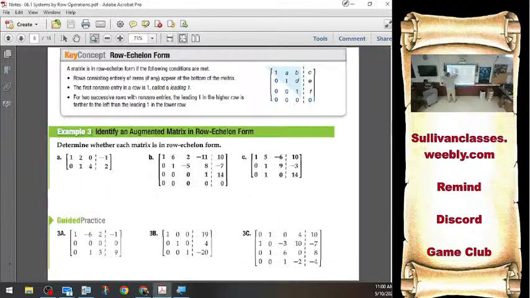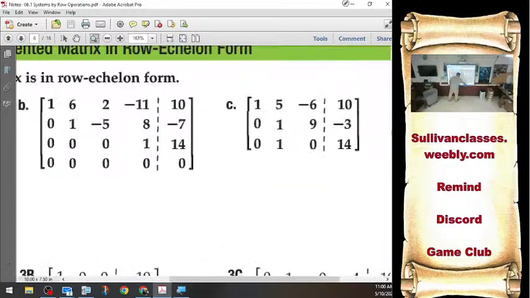Look at the next two. First rank, second rank, fourth rank, all zeros. Yes or no? Yes. Yes. It just says the first non-zero leading term.